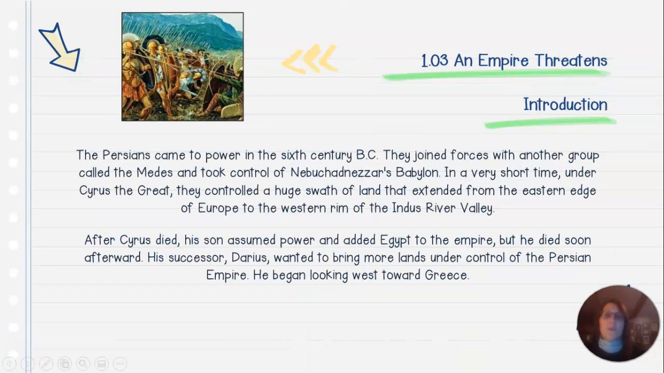Okay, 1.03, An Empire Threatens. This is the introduction. The Persians came to power in the 6th century BC. They joined forces with another group called the Medes and took control of Nebuchadnezzar's Babylon. In a very short time, under Cyrus the Great, they controlled a huge swath of land that extended from the eastern edge of Europe to the western rim of the Indus River Valley. After Cyrus died, his son assumed power and added Egypt to the empire, but he died soon afterward. His successor, Darius, wanted to bring more lands under control of the Persian Empire. He began looking west towards Greece.